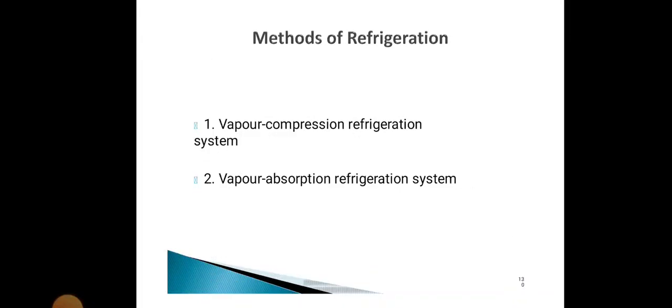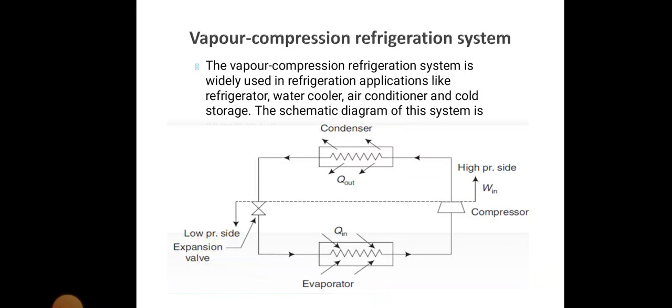Now, the methods of refrigeration. There are different methods: the first is the vapor compression refrigeration system, and the second is the vapor absorption refrigeration system. A vapor compression refrigeration system is widely used in applications like refrigerators, water coolers, air conditioners and cold storage. The schematic diagram of this system is shown in this image.